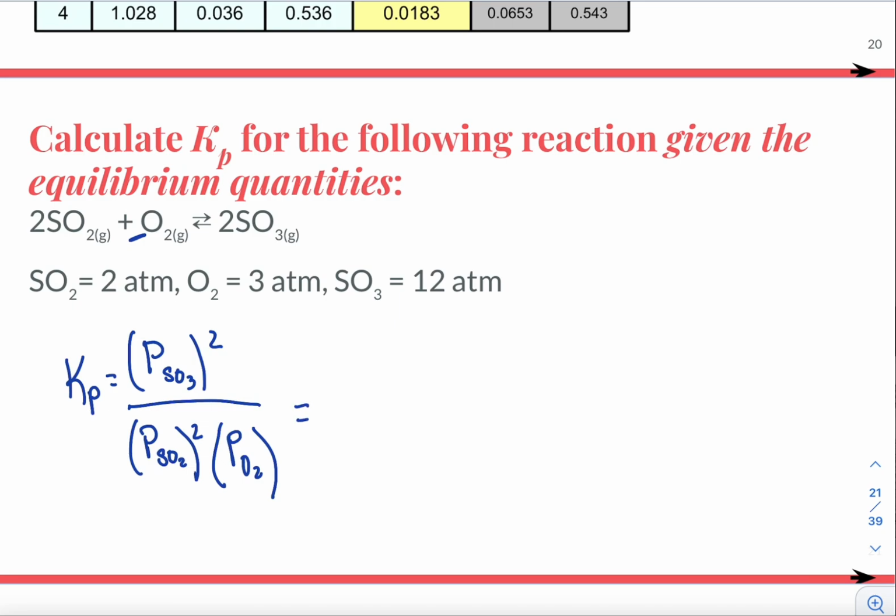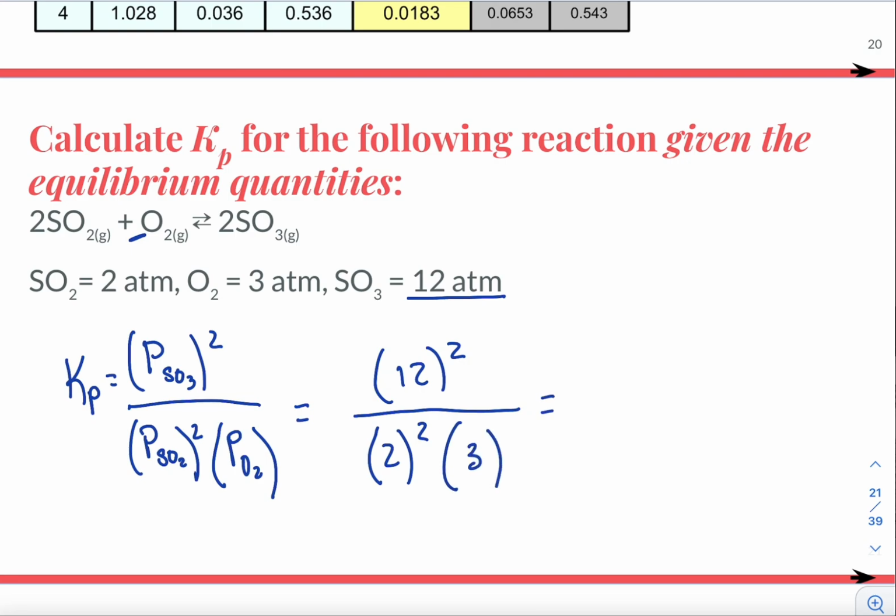Now I'm just going to plug in these numbers they gave me. The pressure of SO3 is 12, the pressure of SO2 is 2, and of O2 is 3. When you do that out, you get 12 for Kp. I'll be honest with you folks, this probably isn't going to happen very often that you get a nice, easy problem like this. Maybe a multiple choice, which is great because you can just do it real fast. That didn't even take us 90 seconds, and then we move on.